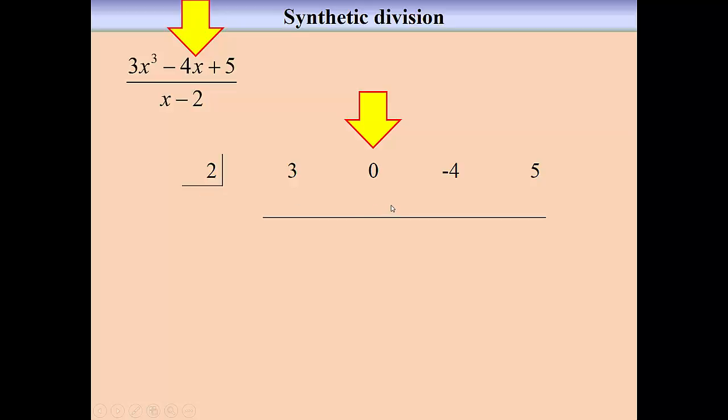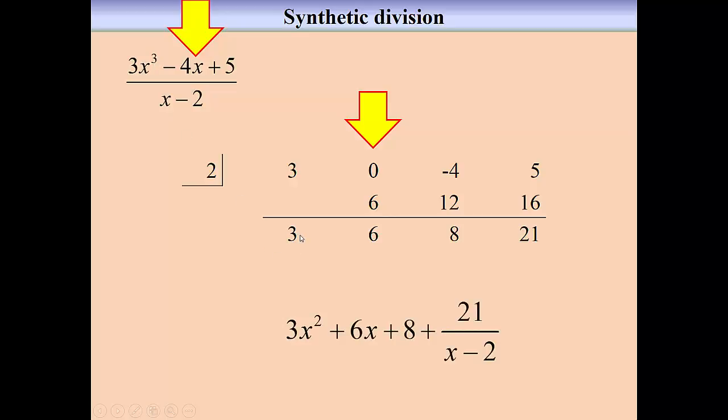Now the technique is exactly what we just went through. We add, multiply, add, multiply, add, multiply, add. And here's how we write the answer. Just like before, if we started with x to the third, we now have an x squared, then an x, then a constant, and then the remainder.